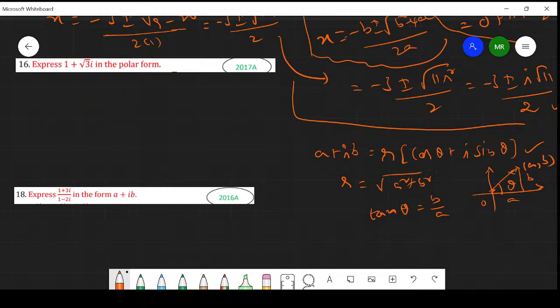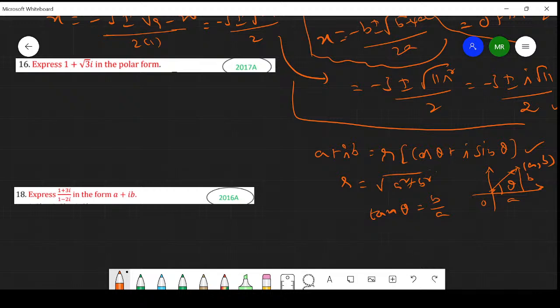When it is in the second, third or fourth quadrant, the amplitude depends upon the value of theta. I will explain that in the coming problems: how to write the amplitude when the complex number is in the second quadrant, the third quadrant, and the fourth quadrant.